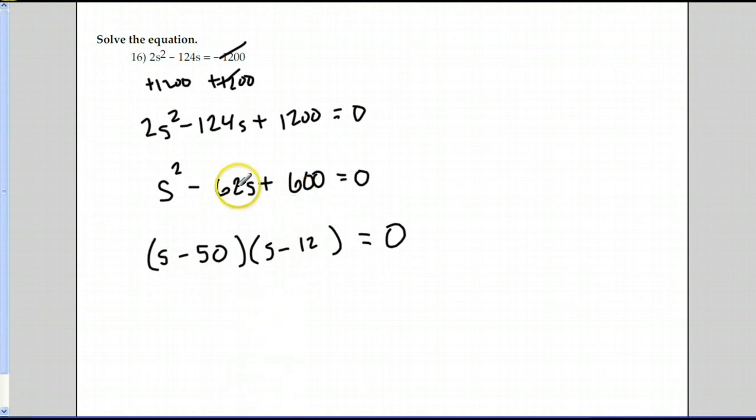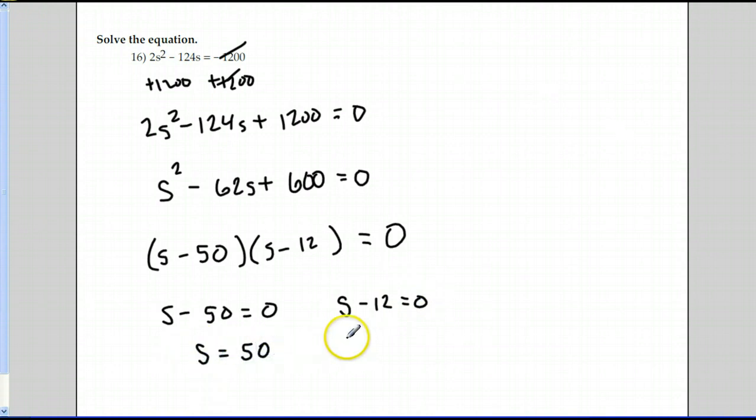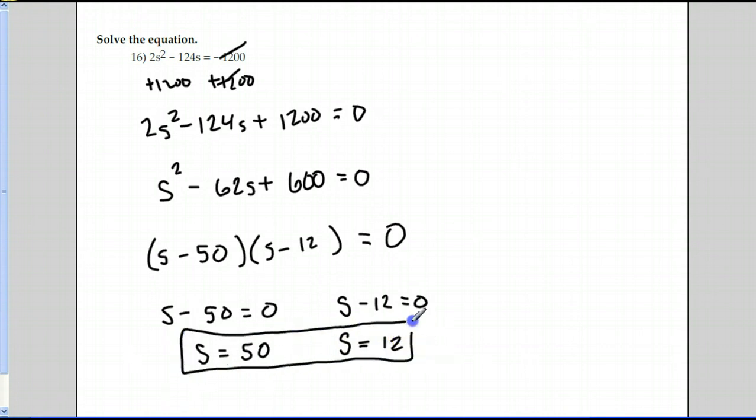positive 600. So our solutions are what makes each of these individual factors equal to 0. So set each one equal to 0. And yes, I apologize, my S's look like my 5's. So S is equal to 50, or S is equal to 12. So there's our solutions to this. Alright, and you could also have used your calculator to help you to do this problem.